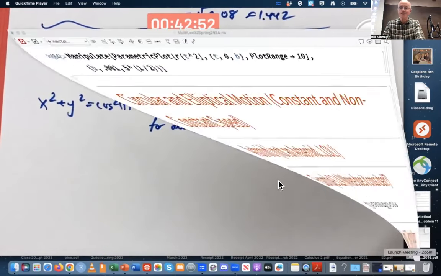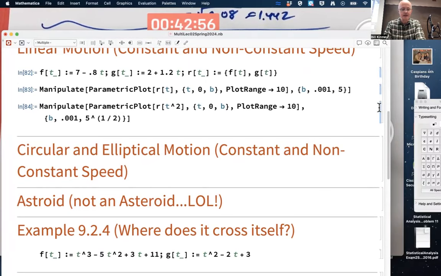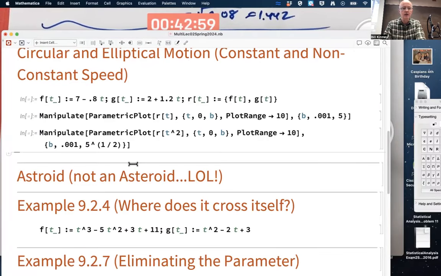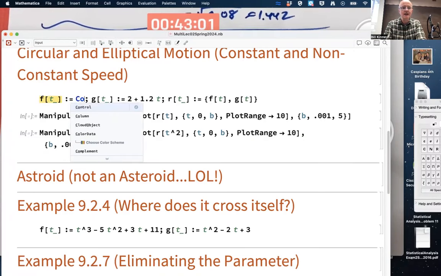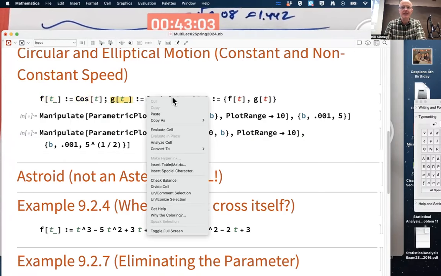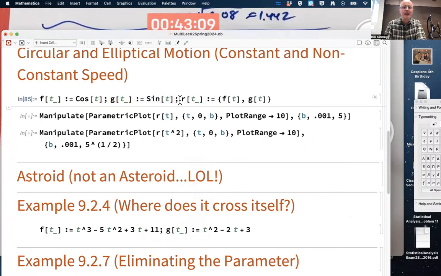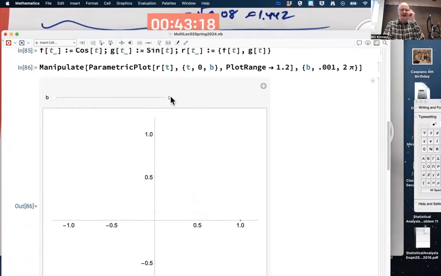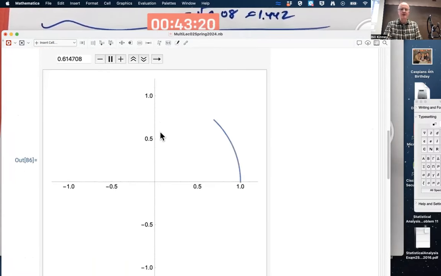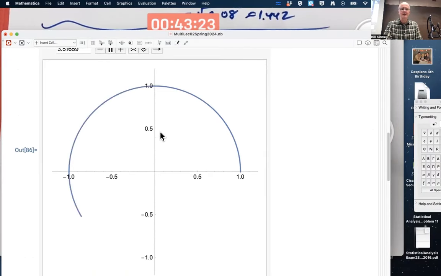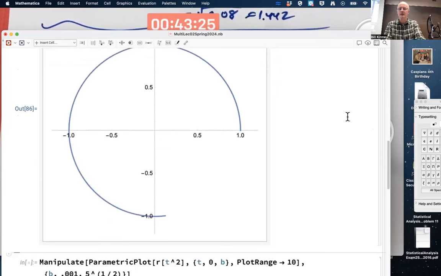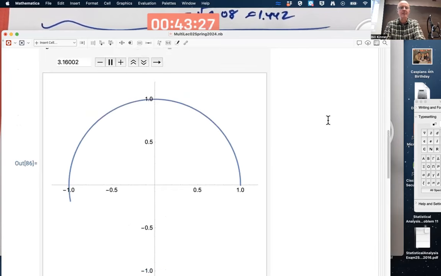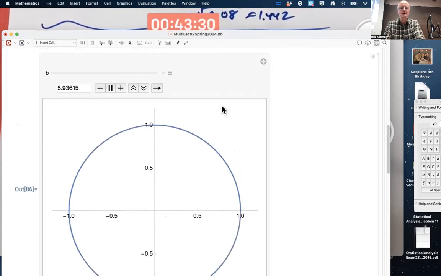Like this. Just copy and paste and make adjustments. Change this to cosine t. Change this to sine t. Enter it. Let b go up to 2 pi. Change my plot range again, back to, say, 1.2. Here's the motion. Constant speed. Circular motion. I don't know why it stopped there. Seems to, okay, we're stalling.